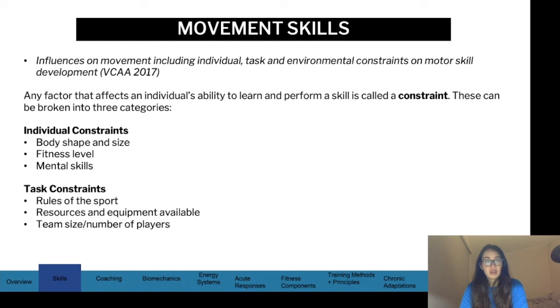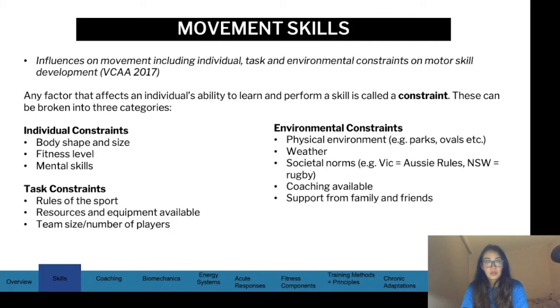So we've got individual constraints such as body shape and size, fitness level, and mental skills. And in terms of task constraints, we've got things such as rules of the sport, resources and equipment available, team size, and number of players. We also have environmental constraints, which include things such as physical environment, weather, societal norms, as well as coaching available and support from family and friends. So it is really important that you can identify perhaps three from each of these categories.